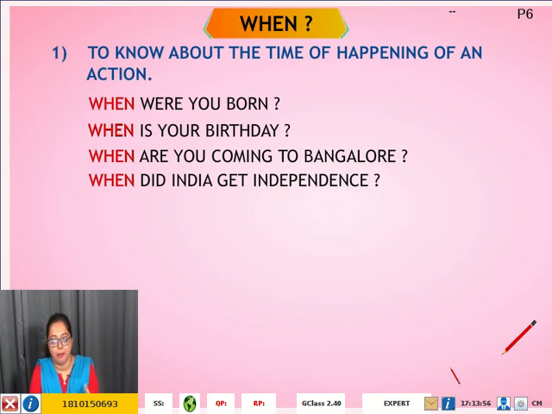So I'll repeat the examples once again so that you can get a grasp of whatever I'm trying to teach. When were you born? When is your birthday? When are you coming to Bangalore? When did India get independence? The answer to all these questions will be a time. See here the WH question when is highlighted, and also the helping verbs, that is were, is, are, did. These are also underlined.